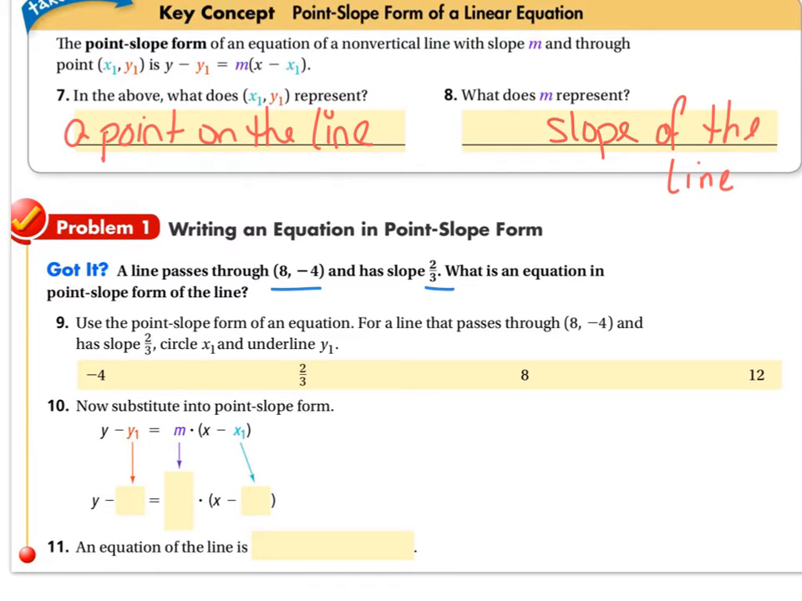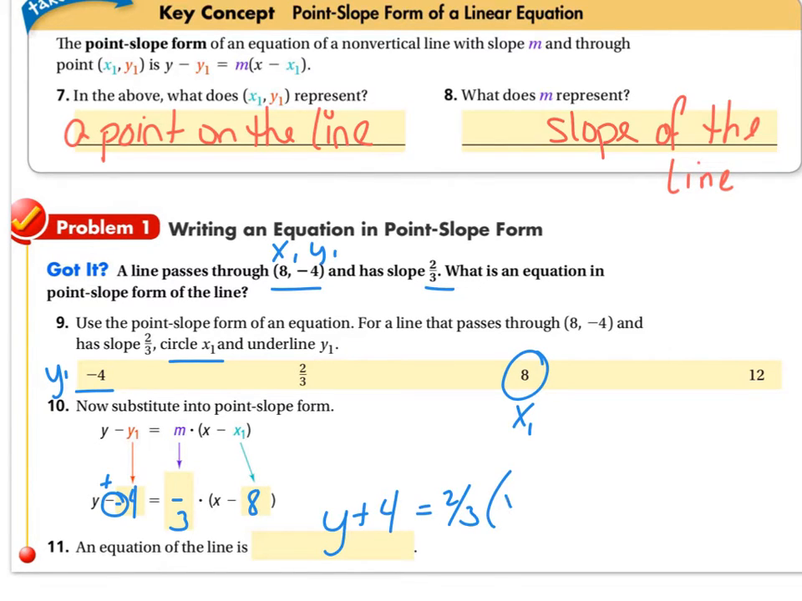So we need to circle x sub 1. Well, x sub 1 is the part of the point, so this is your x sub 1. Y sub 1 is this negative 4. So this is y sub 1. So when we fill out our equation, we're going to put negative 4 in the y sub 1 place. And yes, those will circle and become a positive 4. Slope is positive 2/3. And our x was 8. So the equation of our line is y plus 4 equals 2/3 times the quantity x minus 8.